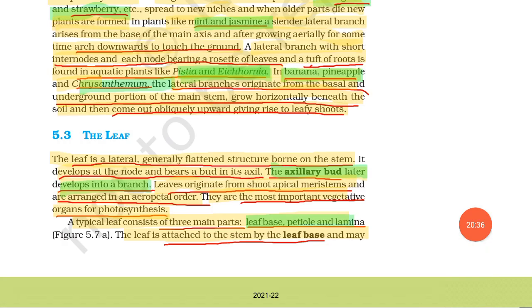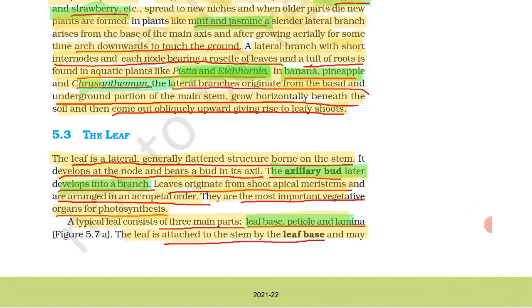The leaf. The leaf is a lateral, generally flattened structure borne on the stem. It develops at a node and bears a bud in its axil. The axillary bud later develops into a branch.